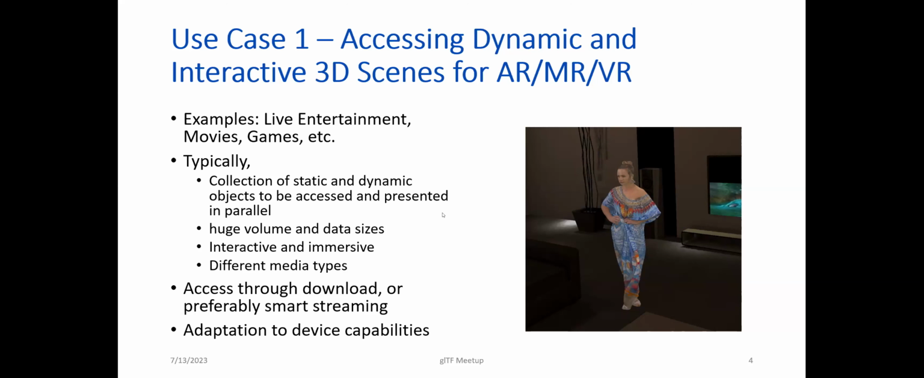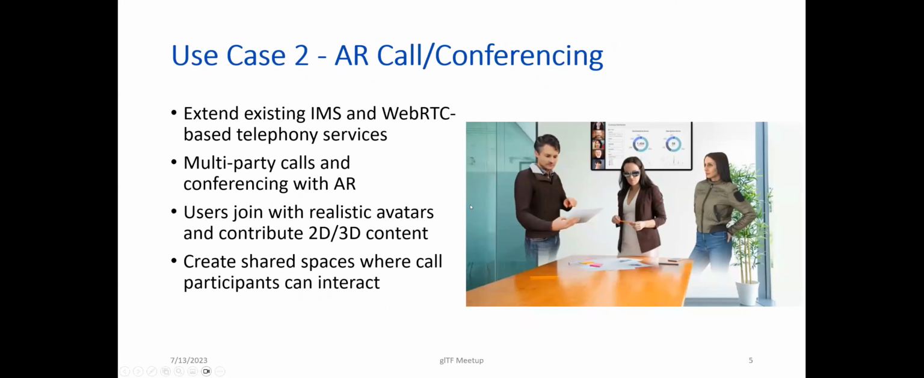There's another use case, and that also comes out of 3GPP. It's about 3D and AR calls and conferencing. Basically, this exists today. Conferencing is a core aspect of a mobile communication system. But what you would like to do is have multi-party calls and conferencing that integrate AR and, to some extent, avatars, making it much more of a virtual scene. You can join with realistic avatars and contribute 2D and 3D content.